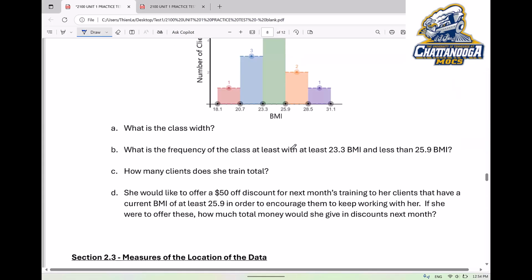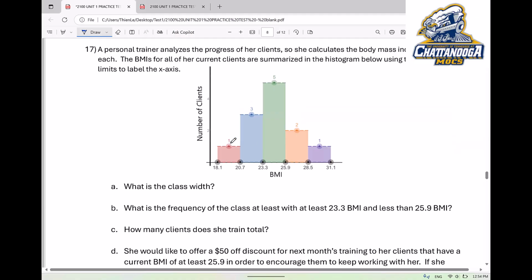How many clients does she train total? So just add up, right? 1, 3, 5, 2, 1. So 9 here, 11, 12.